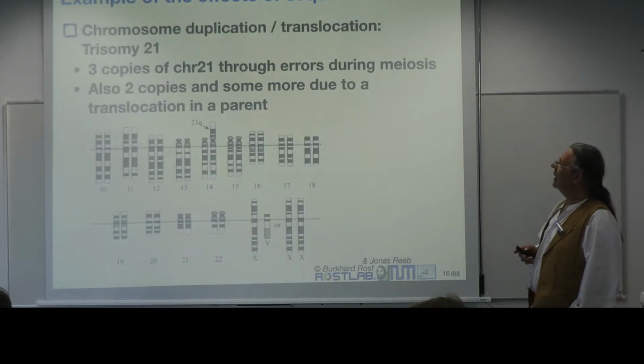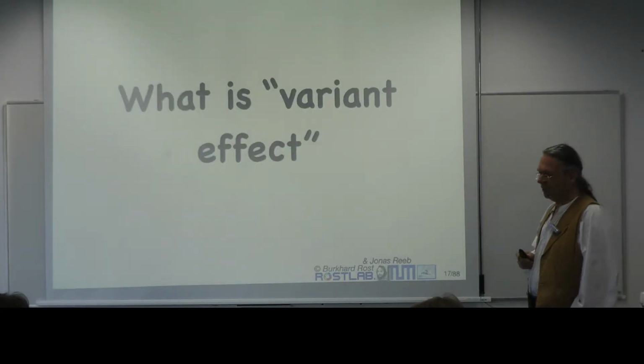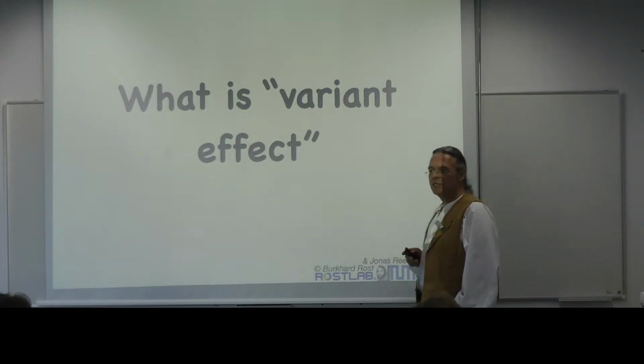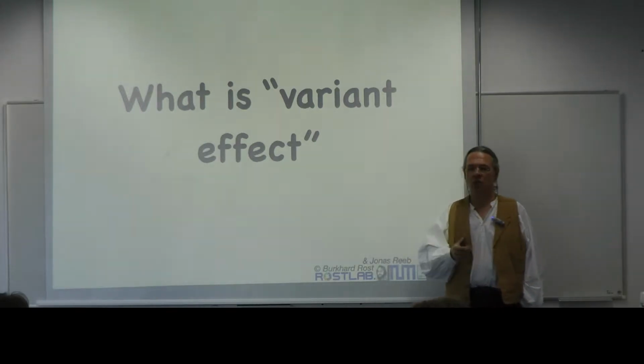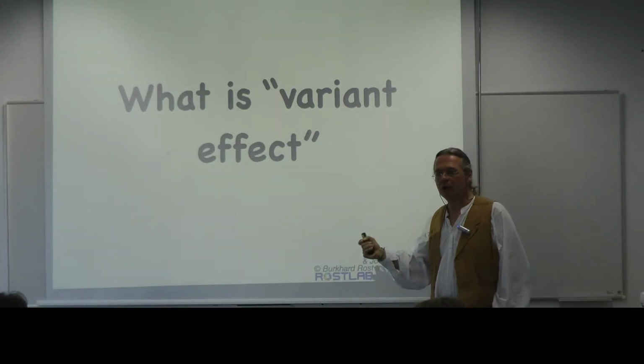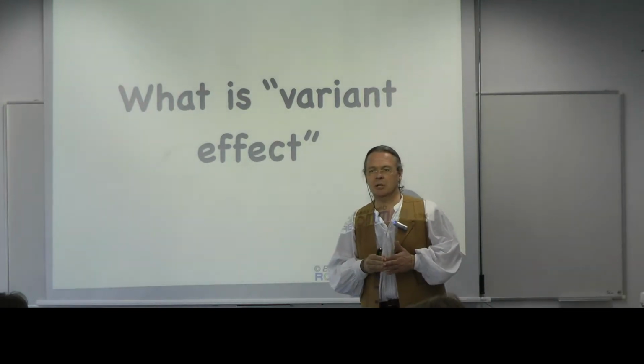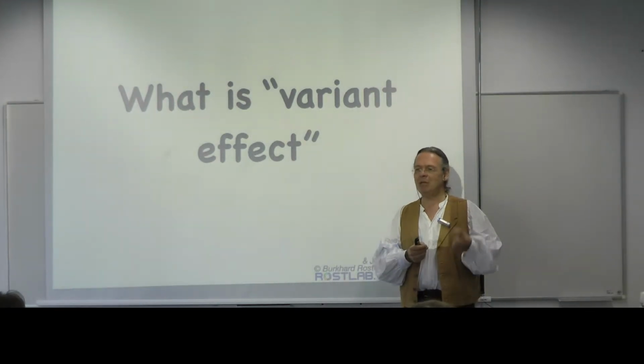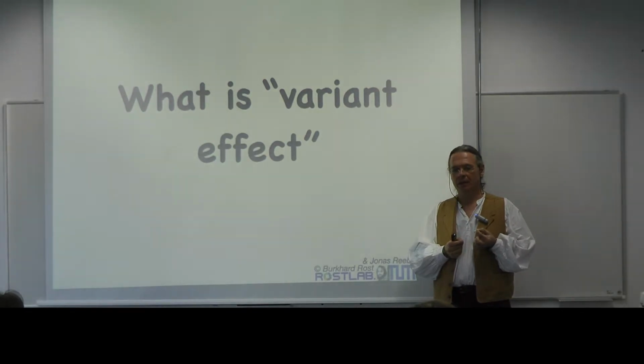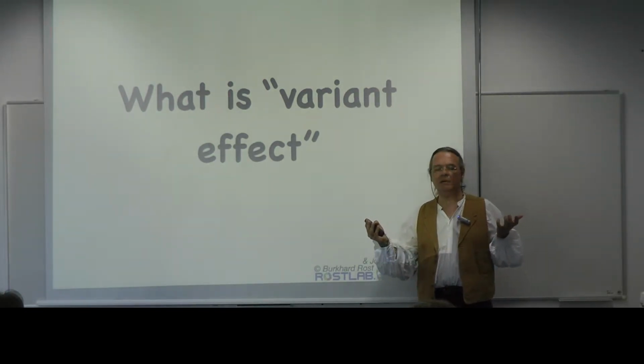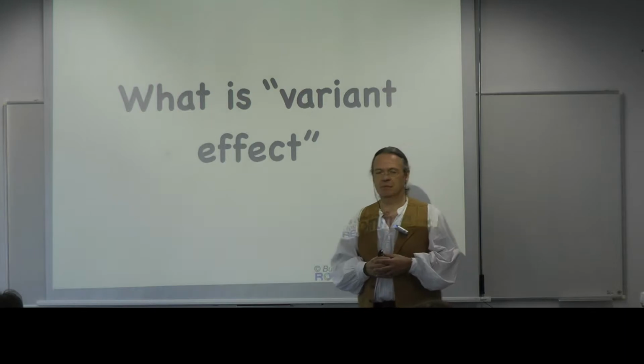But there are more examples than that. So now the next issue is, what is a variant effect? You have a sequence variant, and from now on, I'm going to talk about SNVs. So I'm going to talk about changes of a single amino acid. How can you classify what the effect is?